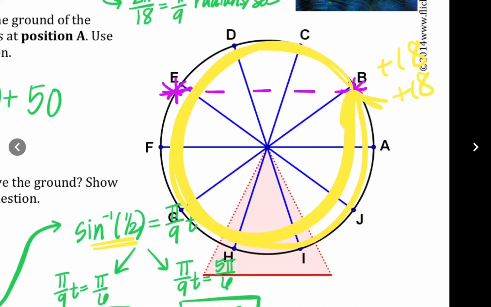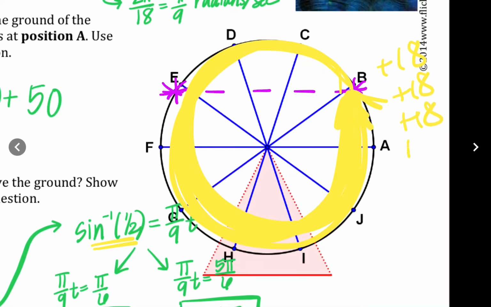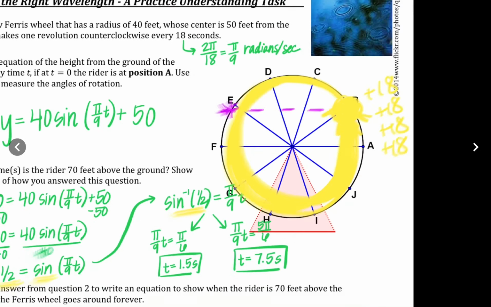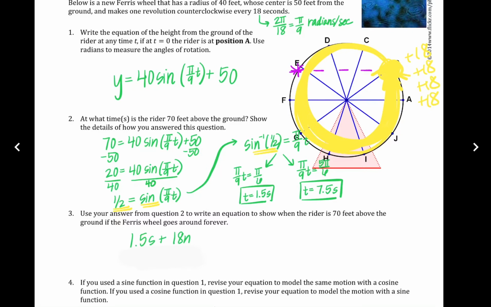Another plus 18. Let's go around another time. Another plus 18. And I can keep adding 18 forever and ever. 18 seconds later, I'm going to be right back here. How do we write that as an expression? Well, we can write it as 1.5 seconds plus 18 times n, where n is every rotation of the wheel. Well, we can do the same thing for the second one. 7.5 is also going to repeat every 18 seconds. So 7.5 plus 18 times n.